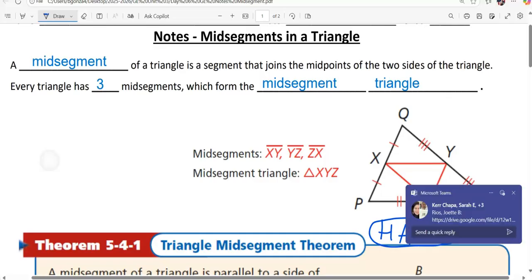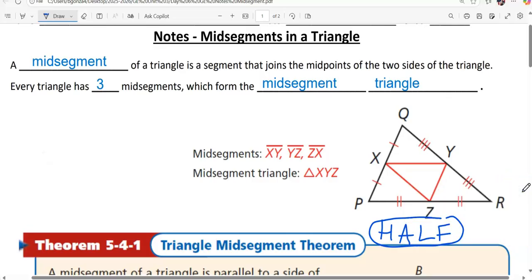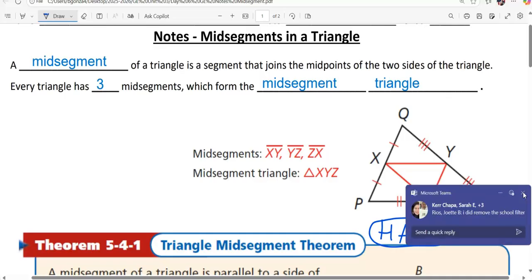Now look, a midsegment. Midsegments are mid because they connect two midpoints. That's how mid the segment is. The segment between the mids is the midsegment, right?